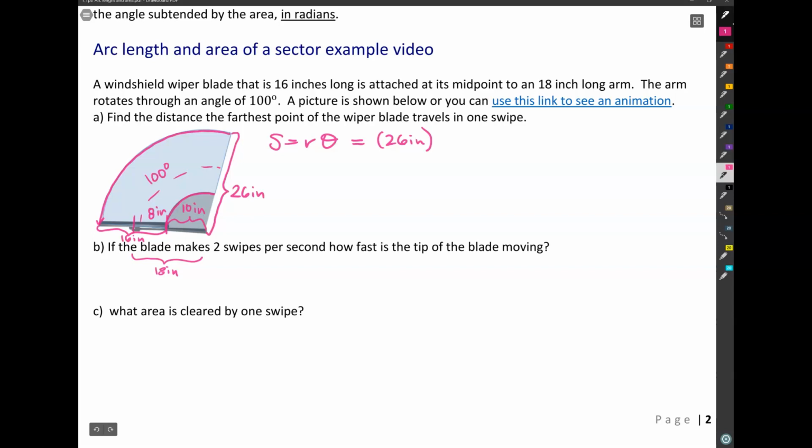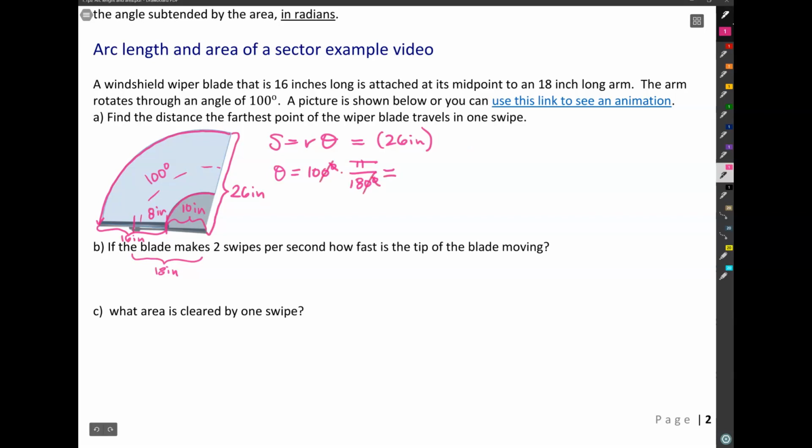But we know that if we're going to use the arc length formula, we've got to convert that. So theta is 100 degrees, but we're going to multiply by pi over 180 because we don't want those degrees in our units, right? If we multiply right now by 100 degrees, your big clue that that's not good is that your units become degree inches or inches times degrees, however you want to say that. They become nonsense.